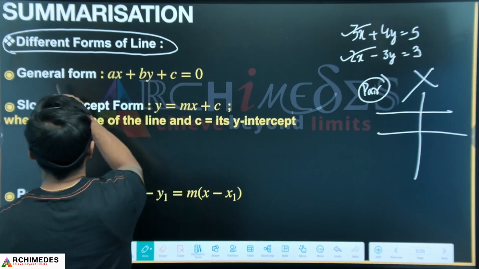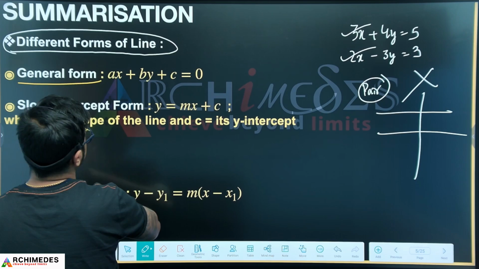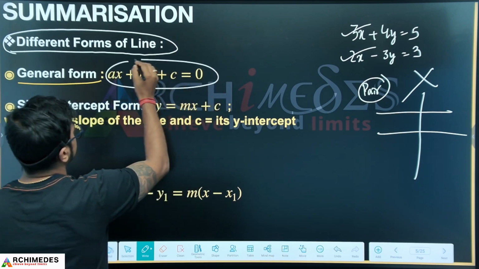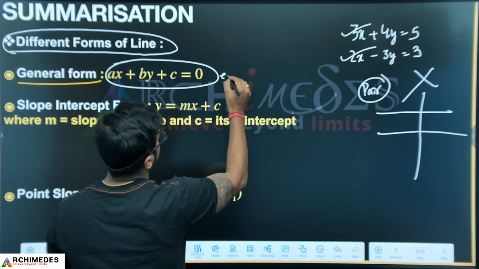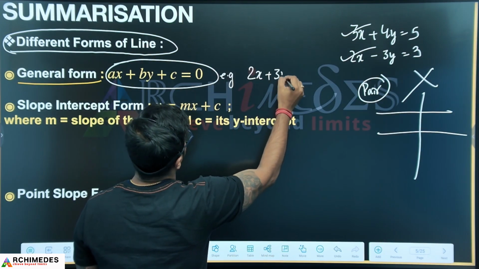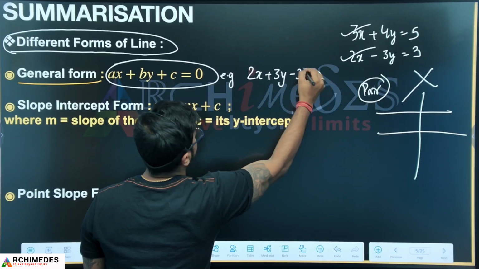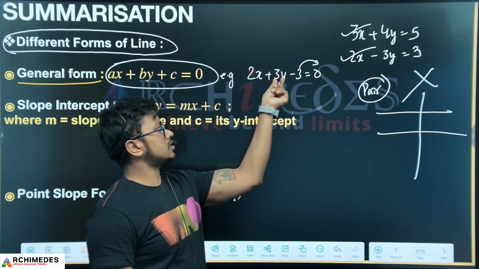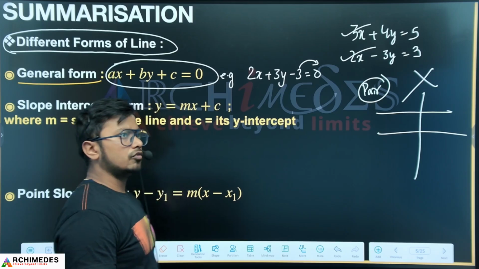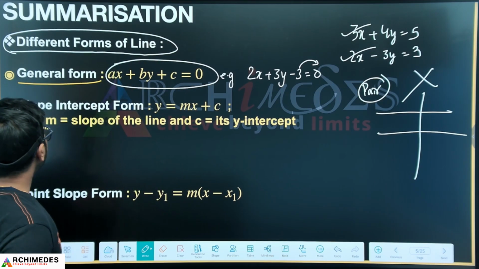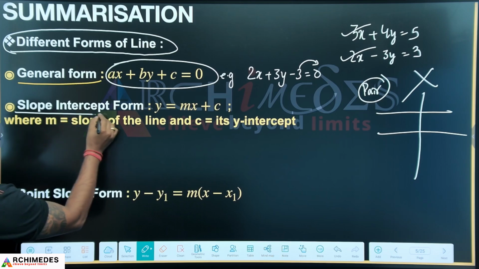But here the first general form, also known as the standard form of the line, is what? Ax plus by plus c equals to 0. An example is like this one: 2x plus 3y minus 3 equals to 0, or you can write the constant term here also, no problem. So that means something of x plus something of y plus a constant. This is the general form of the straight line. Clear?